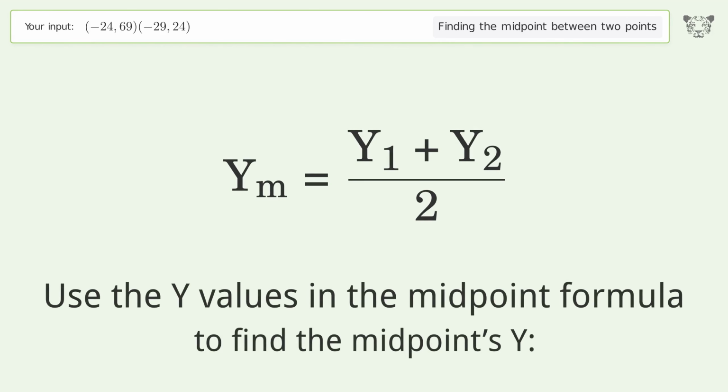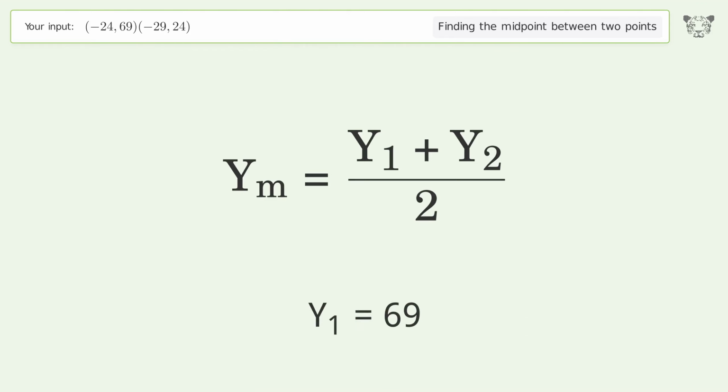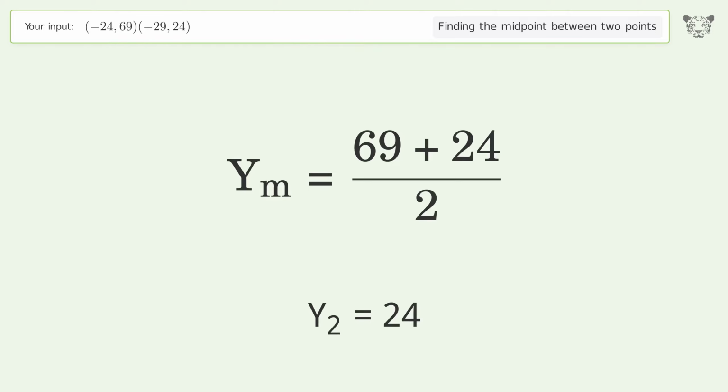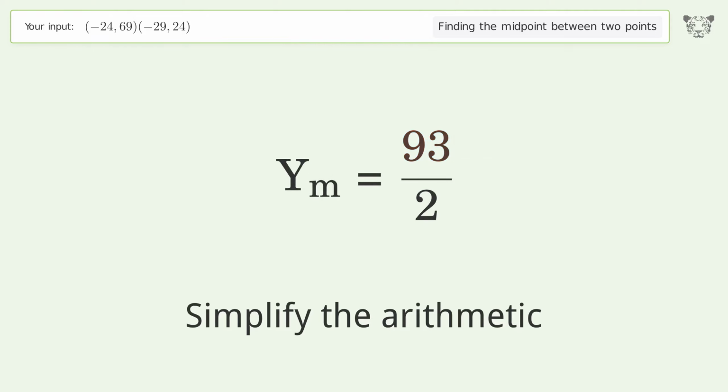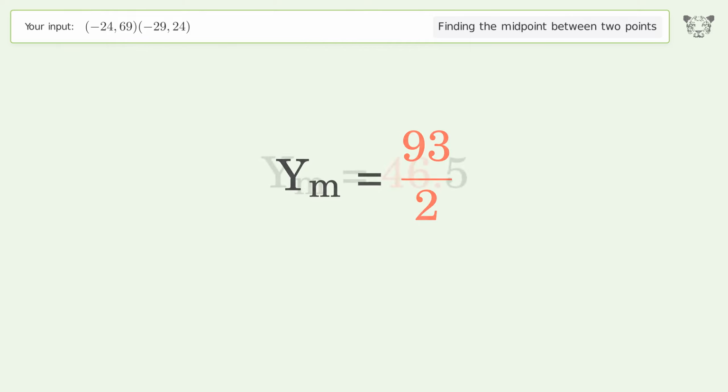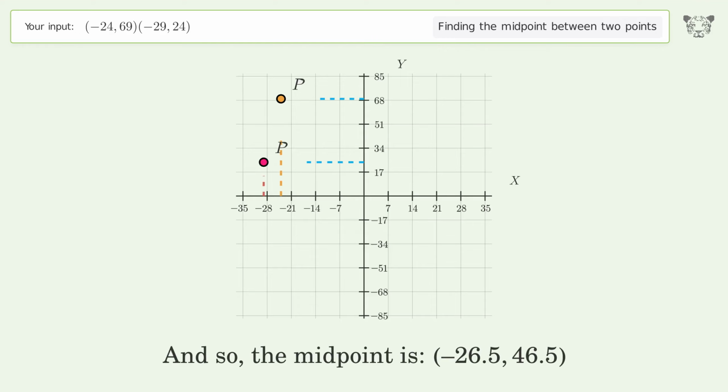Use the y values in the midpoint formula to find the midpoint's y. y1 equals 69. y2 equals 24. Simplify the arithmetic. And so, the midpoint is negative 26.5, 46.5.